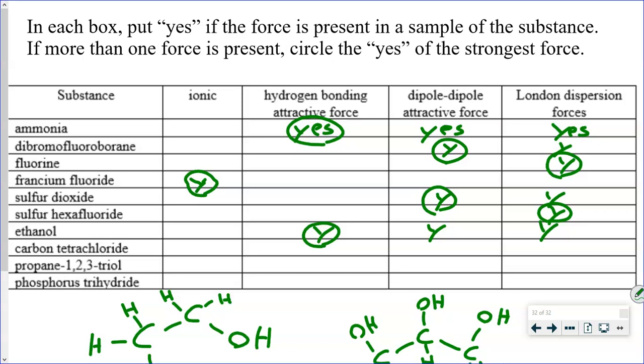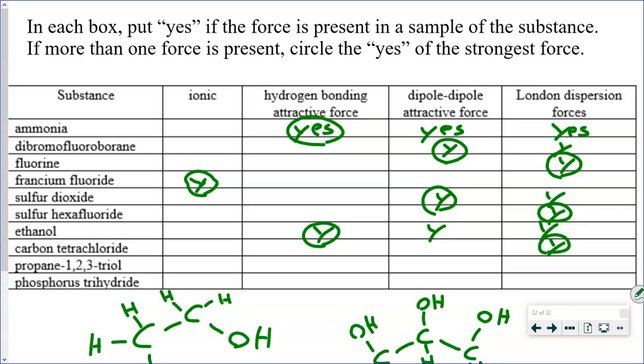Carbon tetrachloride, this is CCl4. This is a tetrahedral shape. This is nonpolar. It's a symmetrical geometry. All four chlorines are equally spaced in three-dimensional space. The bond angles here are going to be 109.5, and this is nothing but London dispersion.